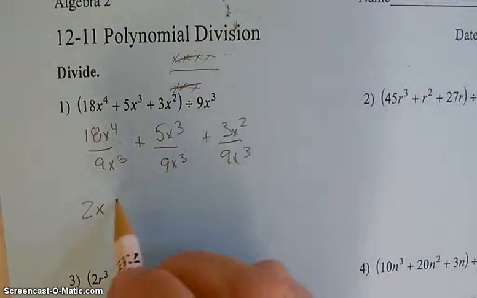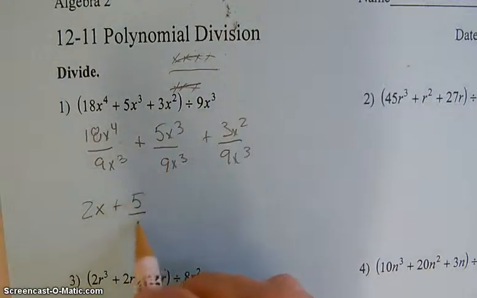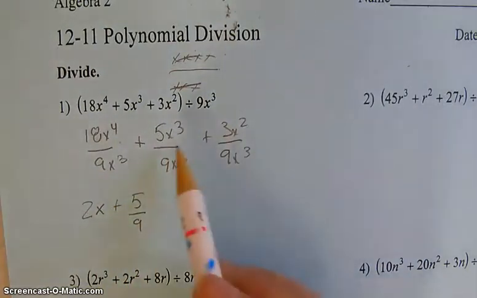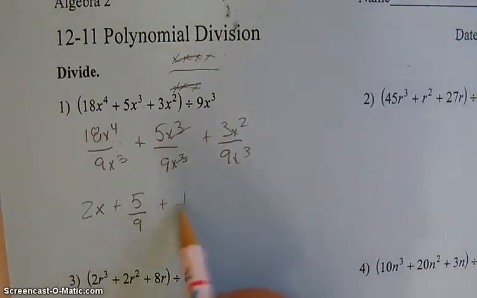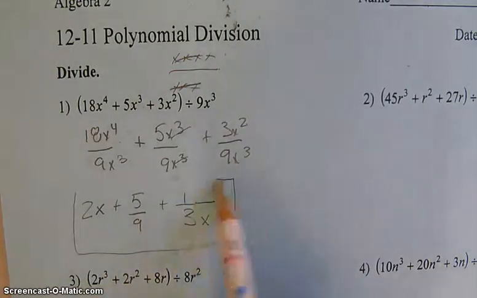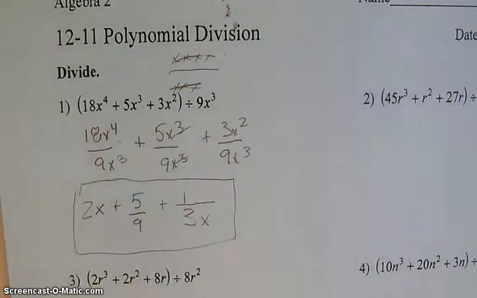Alright, the second one, 5 divided by 9 does not divide out, so I'm going to leave that. My x cubed and x cubed, they cancel. Then I have 3 divided by 9, so we know that's going to be 1/3. I have 2 on the top and 3 on the bottom, so I'm going to wind up with an x squared in the bottom. So that would be my answer to number 1.